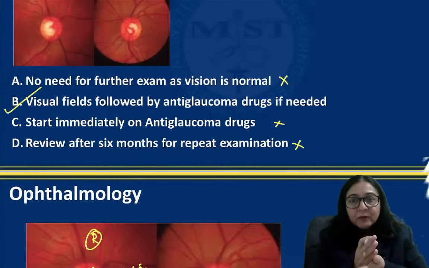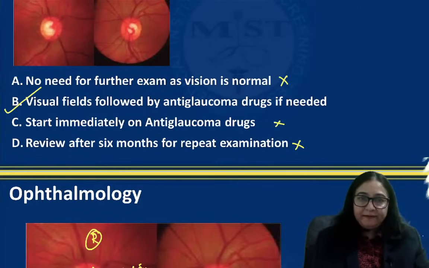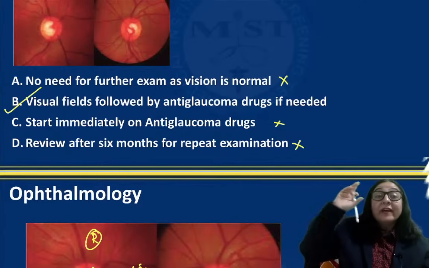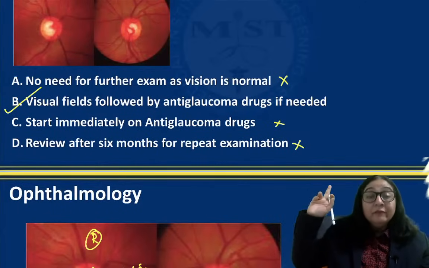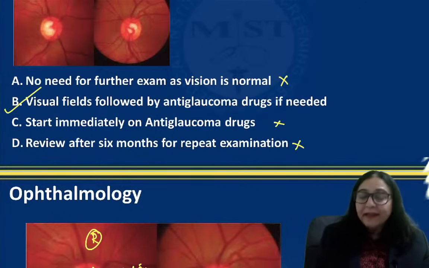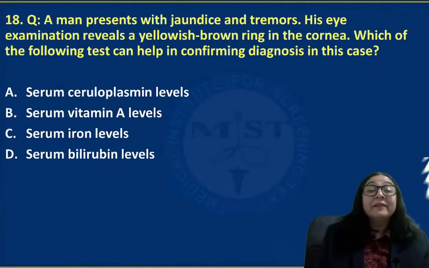Okay, so this question, the purpose is to tell you how to identify glaucoma cases and then how to mark the most appropriate choice. Choice C is also not completely wrong, but the most appropriate choice is do visual field, confirm the diagnosis of glaucoma and then start on anti-glaucoma drug. Okay, all clear? Fine. Let's go to the next question.